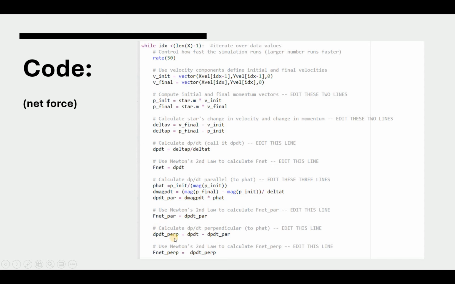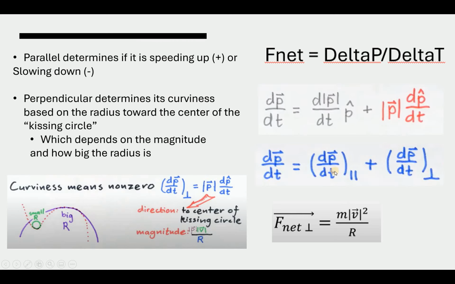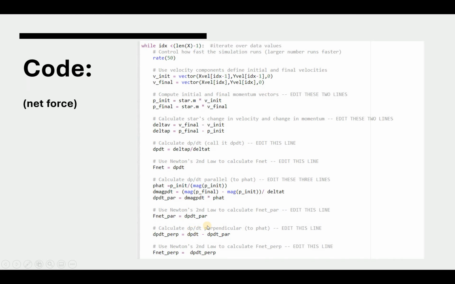And then for our perpendicular dP dt, since we know it's Newton's second law, we can just subtract the parallel component over here to solve for the perpendicular, which is what I did. So dP dt minus dP dt parallel is equal to dP dt perpendicular, which is also equal to F net perpendicular.